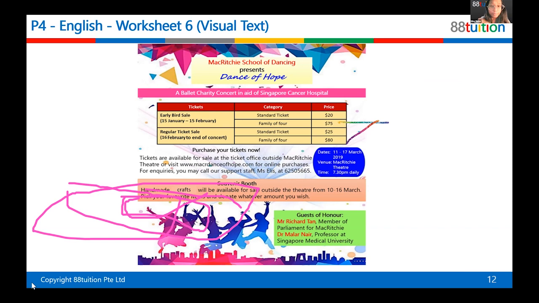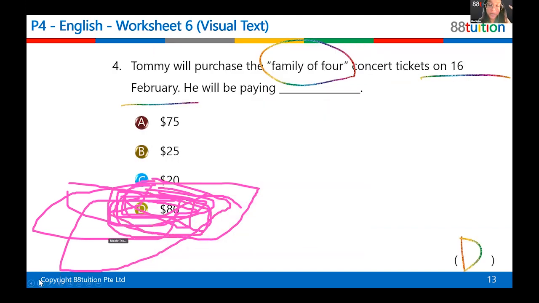So there are 2 family of 4 prices. One is before 15 February, the ticket is $5 cheaper, 75, right? After that is $80. So you have to look. Yes, someone is circling. Yes, thank you, Rohan. Very good. Give yourself 2 points, 1 point for explaining to me and 1 point for the answer. So this is the answer. They're asking which one is true. So this one is true. Everything else is false. Okay.